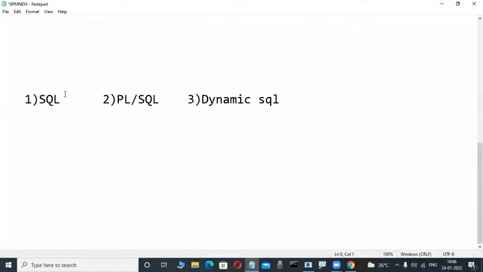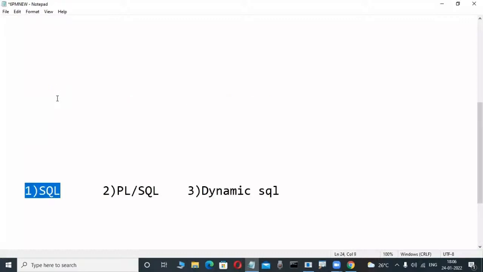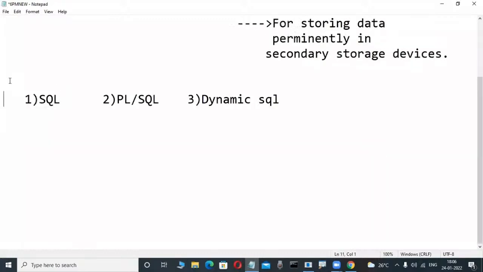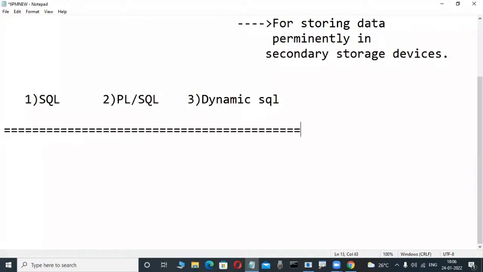Today I will tell you. For operating that data model products, we are using SQL. But unfortunately, for the Oracle database product, if you want to operate it, we are using three languages. One is SQL, another one is PLSQL, another one is dynamic SQL. Up to this one, we learned in previous classes.